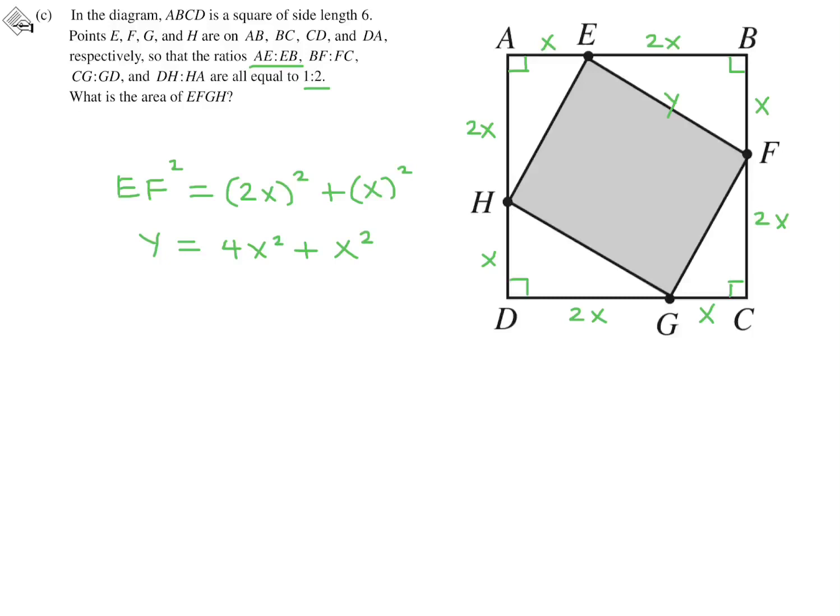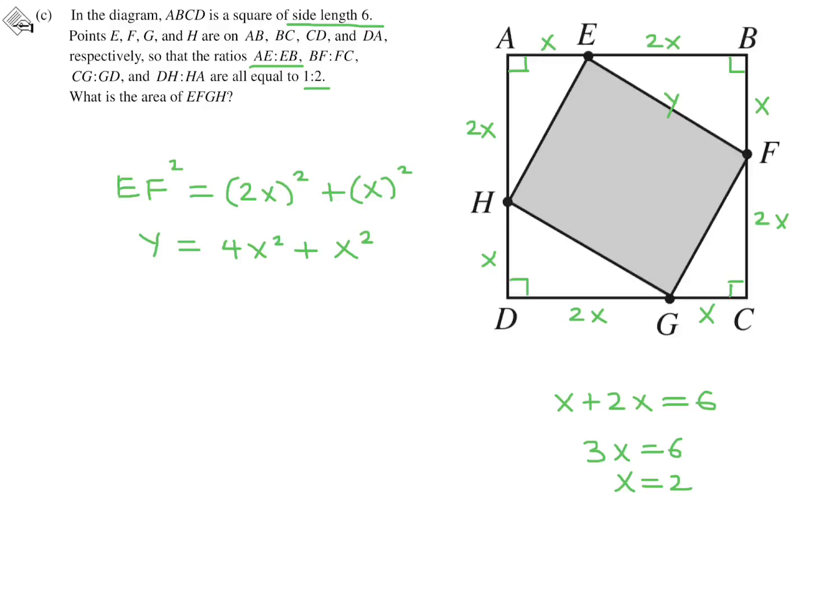Now, I don't have any numbers here, and I'm pretty sure they want me to figure out an actual number. So that's where this comes in, right there. That whole length, they tell you in the question, is 6. So therefore x plus 2x is equal to 6. And therefore 3x is 6, and then x is 2. So there you go. We have the value for x.